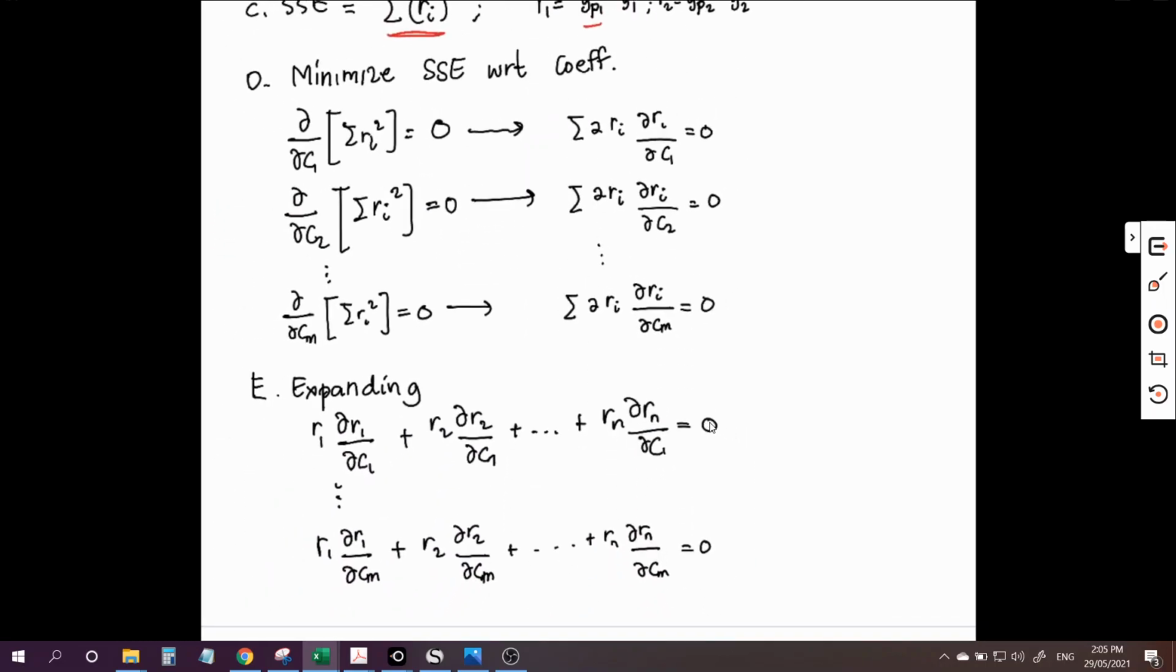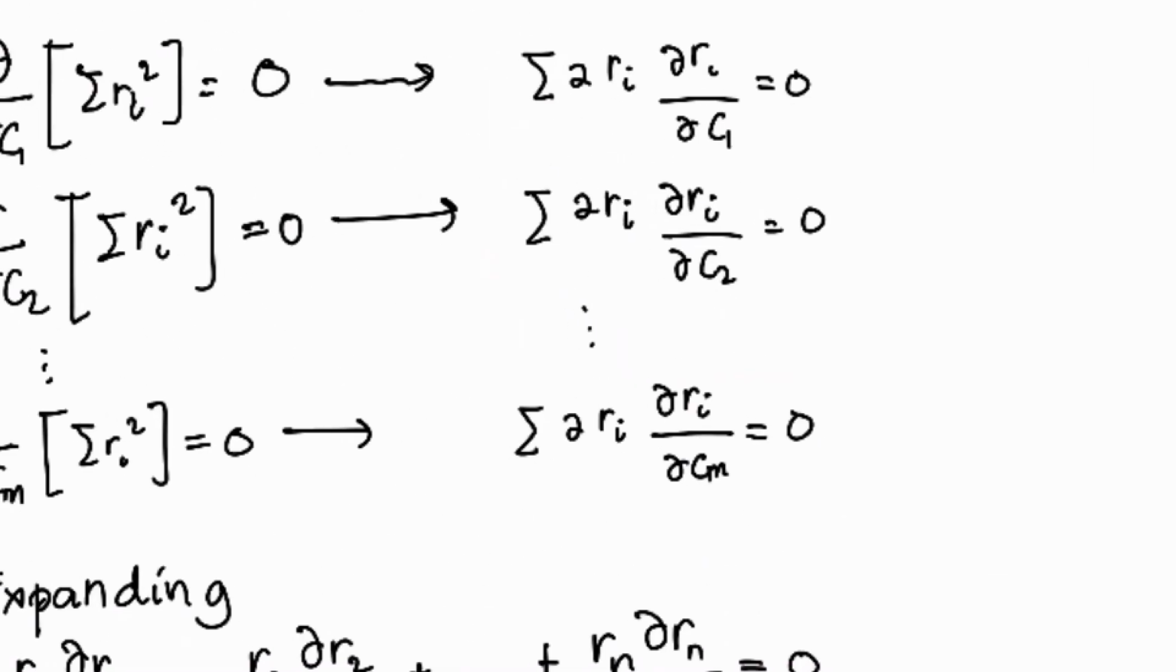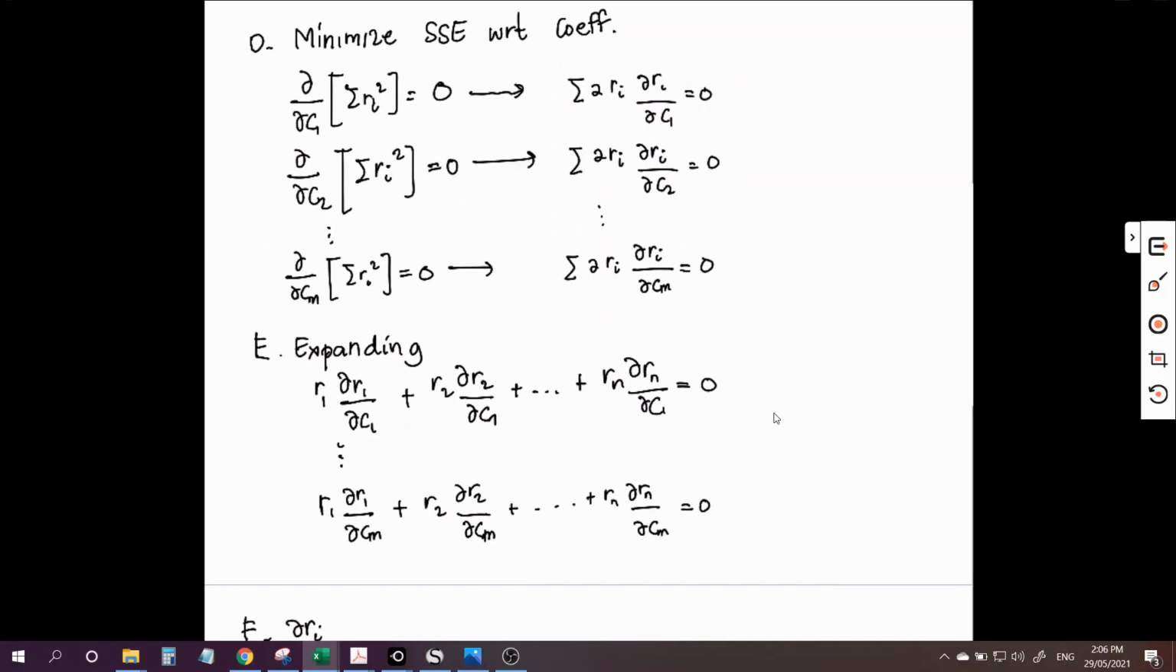Let's expand that. So by expanding it here, we have r1 dr1, right? If this is 1, this is 1 also. Then r1 dr1 here. Okay, r2 dr2, right? Still if you're in dc1. So on until you get r sub n dr sub n over dc1.